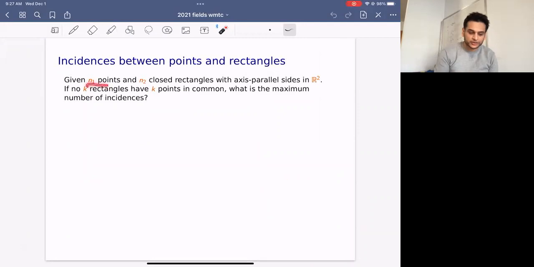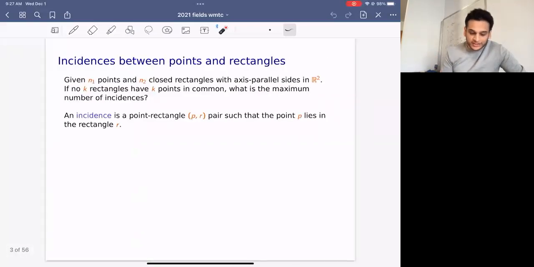I'm given n1 points and n2 rectangles with axis parallel sides in the plane R^2. And I have the condition that no k rectangles have k points in common. The question I want to ask is, what is the maximum number of incidences that we can have? If you're not familiar, an incidence is a point-rectangle pair where the point lies in the rectangle.